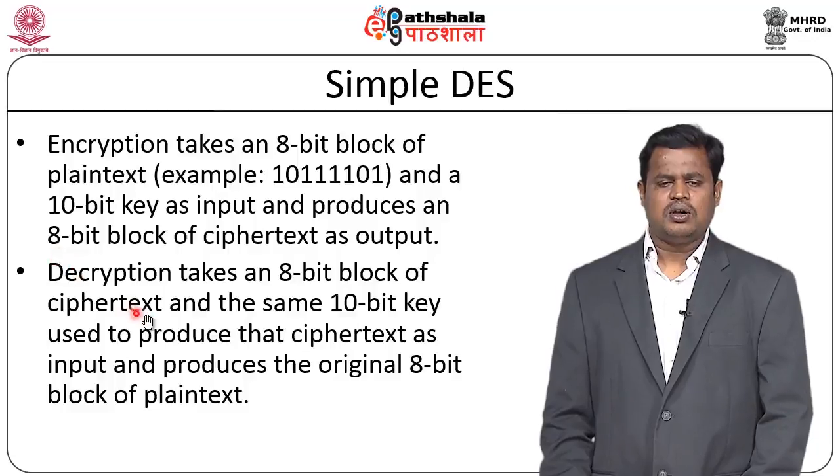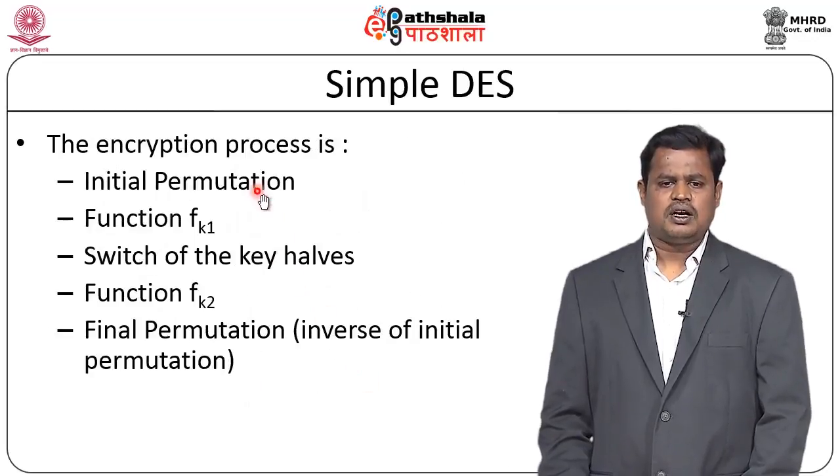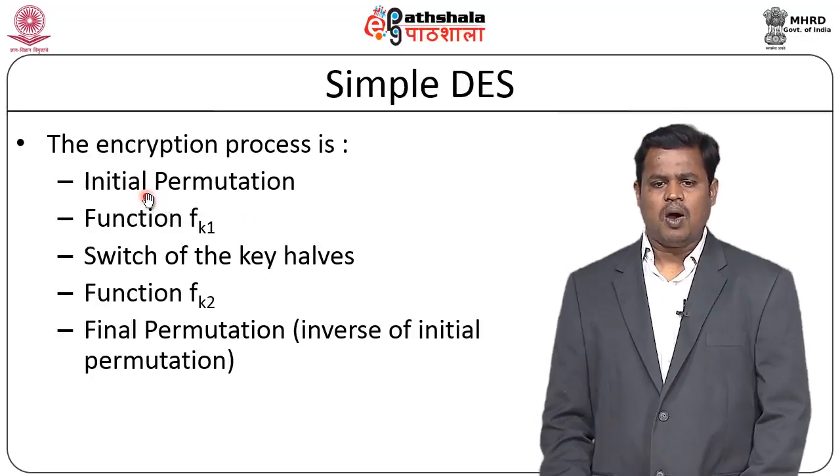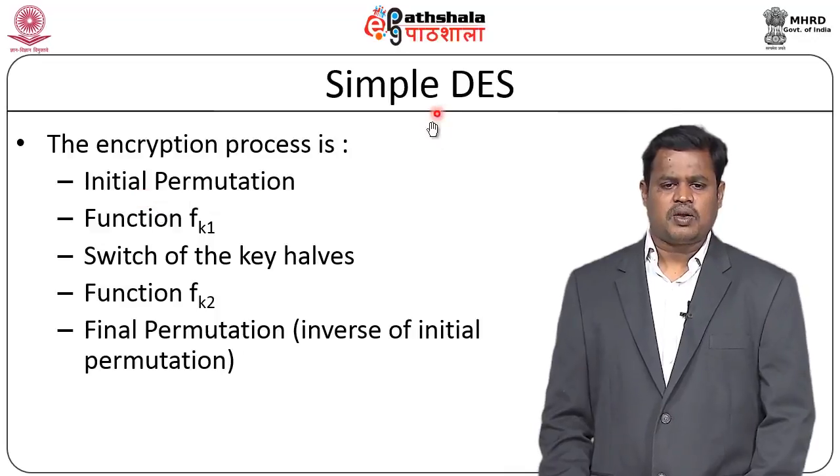The decryption is the same process, taking an 8-bit block of ciphertext and the same key, because it is symmetric key. During encryption and decryption it must use the same key, the 10-bit key, to produce the 8-bit plaintext as output. So what the operations are, we already know. For this simplified DES we are going to consider only 2 rounds, which is why we have 2 functions here.